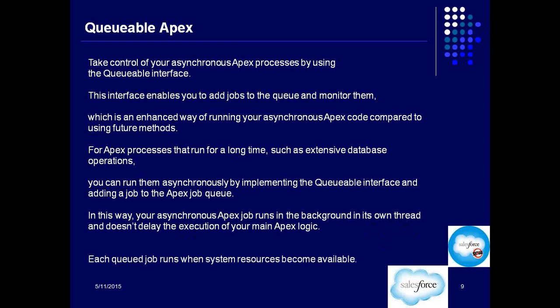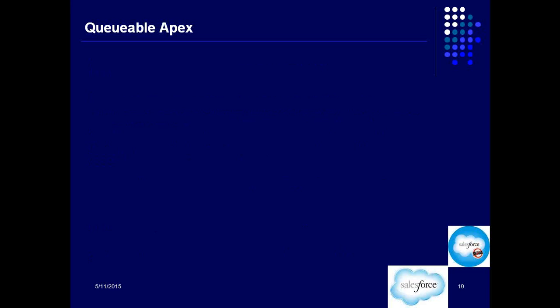Each queued job runs when system resources become available. So the same thing. In future method, we were talking about a method. Here we are talking about a job. A job can be executing a class or something, or executing a batch.